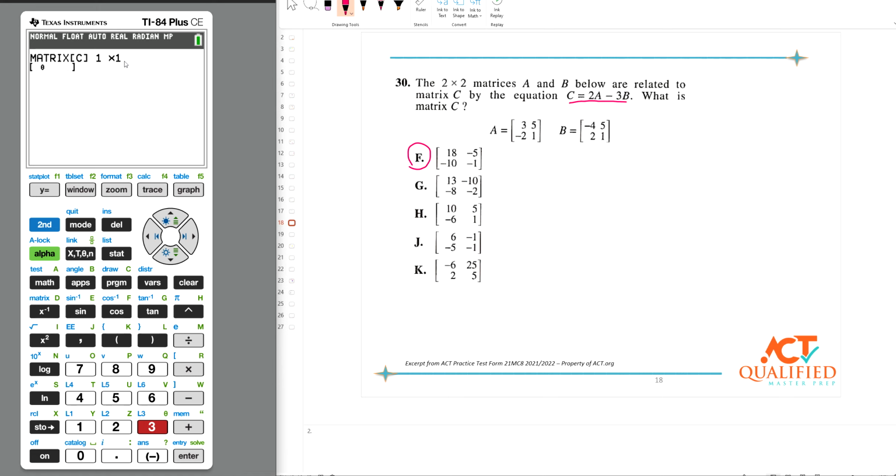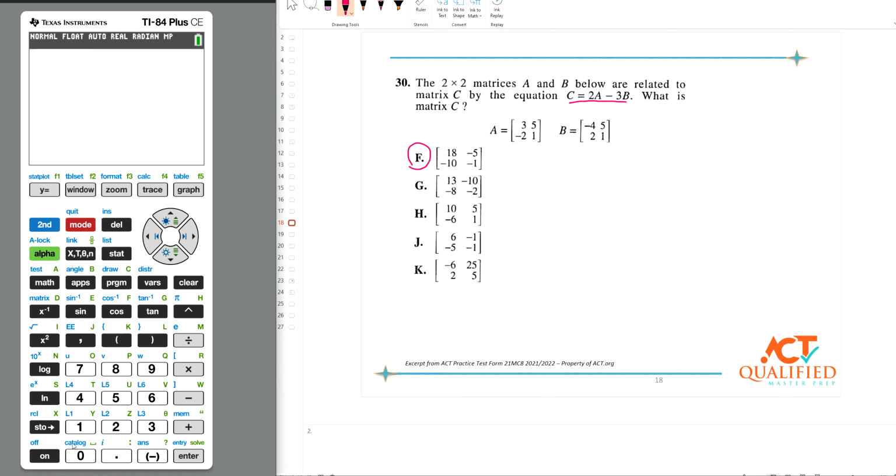As I stated, by default, it will be a 1 by 1. You need to change it to 2 by 2. And you will notice that you have your template and now you can begin entering your terms. So press 3, and then 5, -2, and then 1. And you will do the same thing for matrix B. Press second quit to get out.